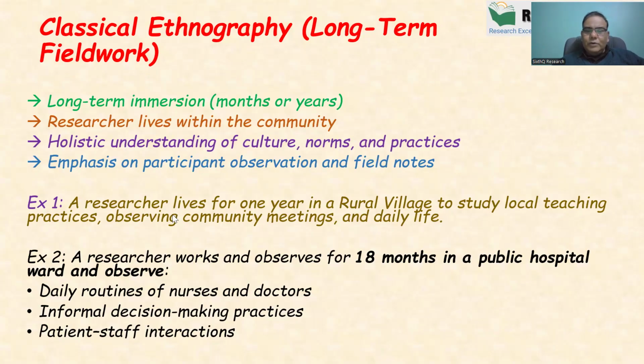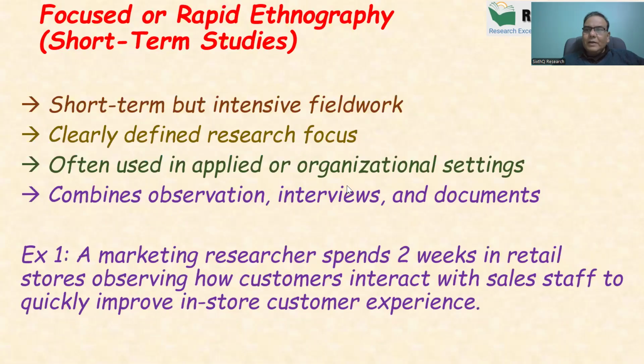So, there are two examples: a researcher lives for 1 year in a rural village to study local teaching practices. A researcher works and observes 18 months in a public hospital. So this is called classical ethnography. Now we have some different versions of it, or some changes in it.